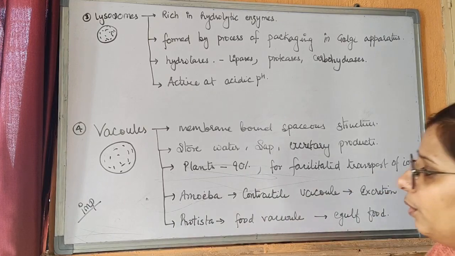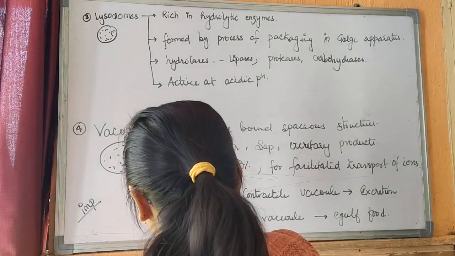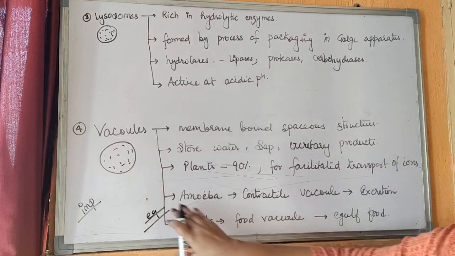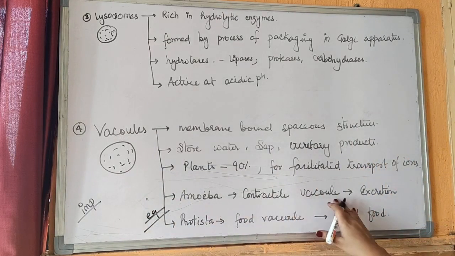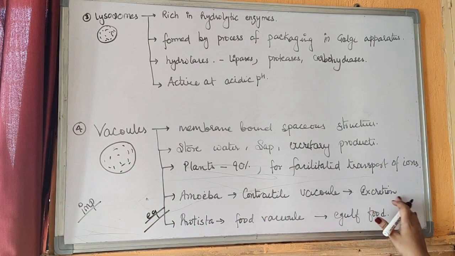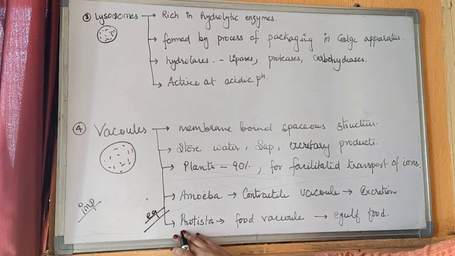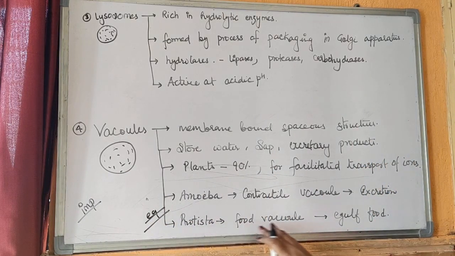We have two important examples for vacuoles: the amoeba, an organism, has a specific contractile vacuole that is involved in the excretion process, while protista have a large food vacuole to engulf the food.